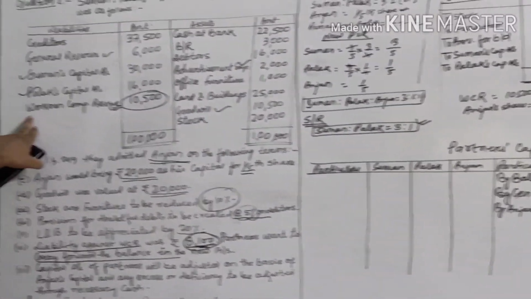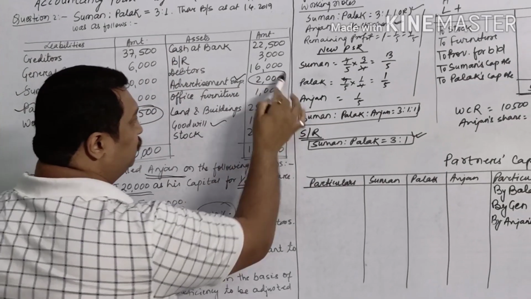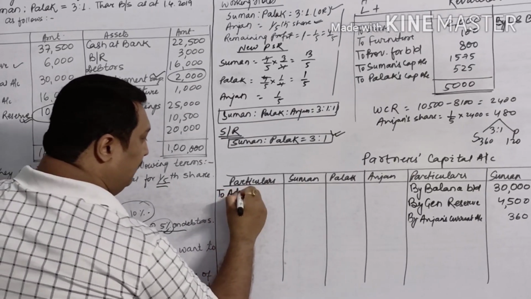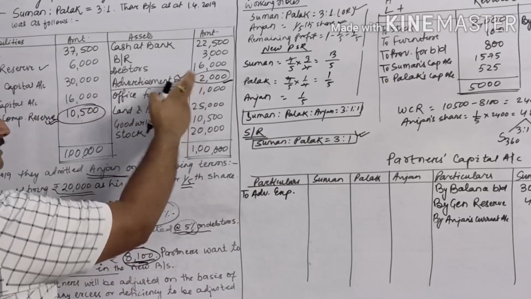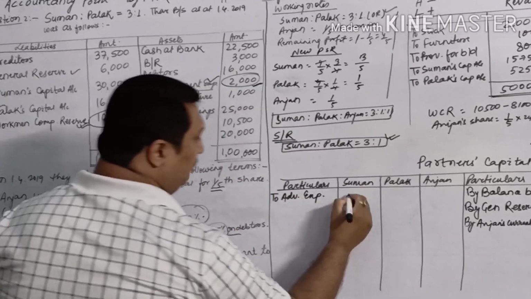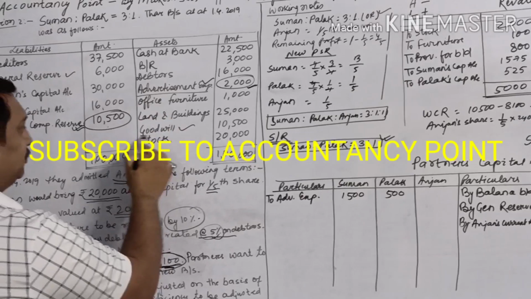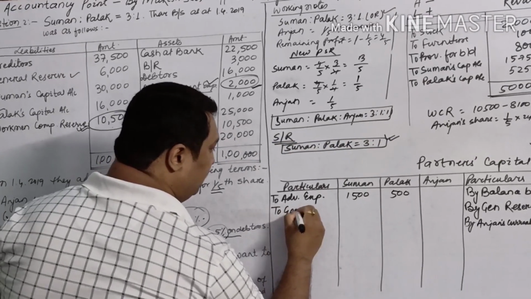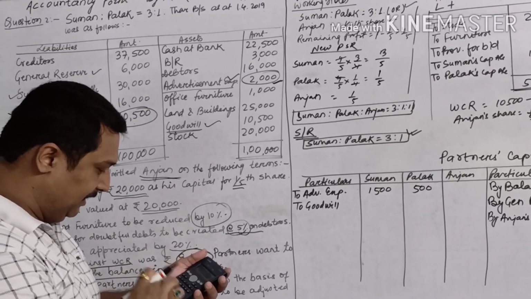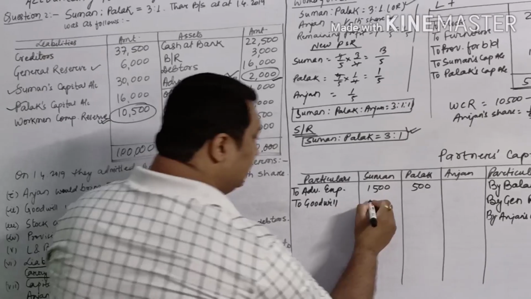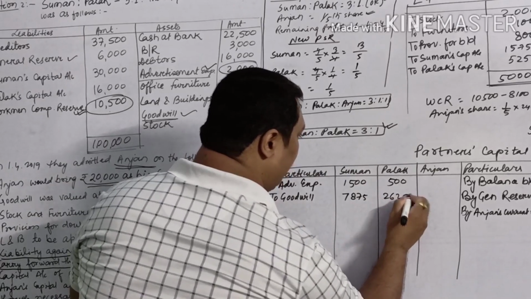Now after workman compensation reserve, let's come to the asset side. On the asset side, we have advertisement expenses of rupees 2,000, which will be written off. This will be written off in the old PSR since it is an item of the balance sheet. So it will be 1,500 and 500. Next is goodwill. It is also written off amongst the old partners in the old PSR. Goodwill is 10,500 divided by 4 into 3. It is 7,875, and the other partner will get 2,625.